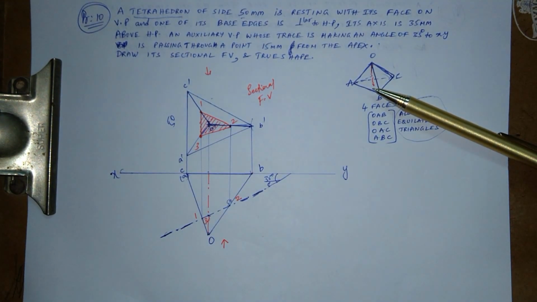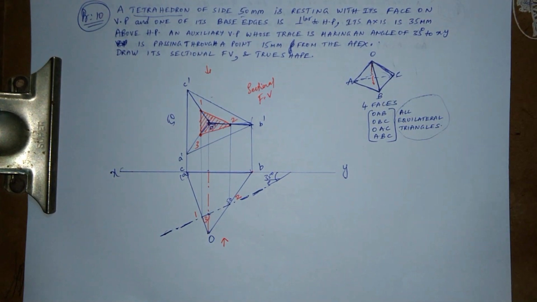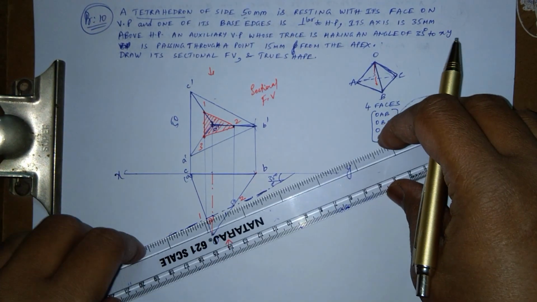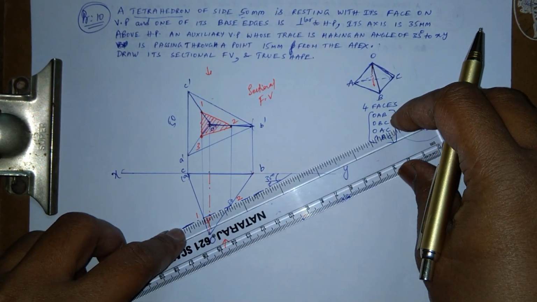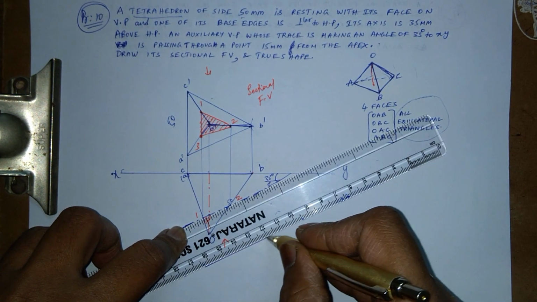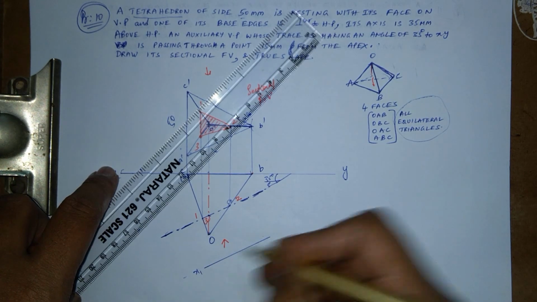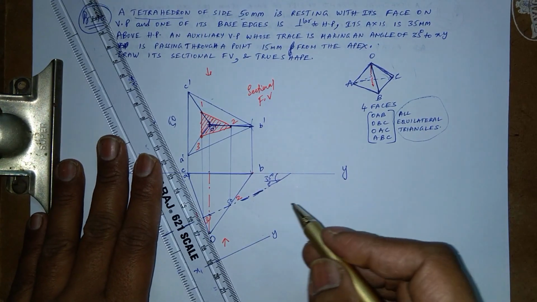Okay, now I want to know how the true shape would look. So how do I get the true shape? All I have to do is draw a line parallel to the section plane. To the section plane, I'm just drawing an XY line. So this is an auxiliary line. I can say x1, y1, at a convenient distance. It doesn't matter. And then I'm drawing a line perpendicular to this.